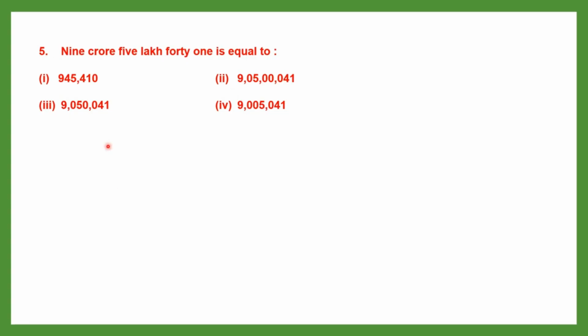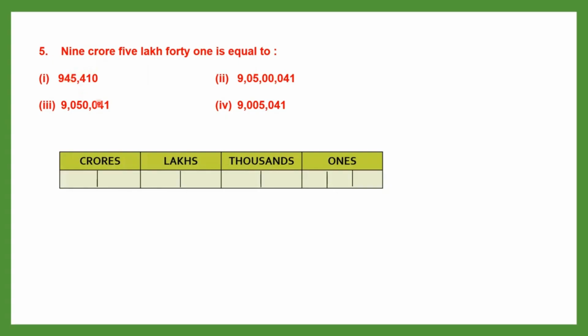Question 5. 9 crore 5 lakh 41 is equal to one of these. So 9 crore, that means this is the Indian system. Let's draw the Indian system. Now let's write this number in the chart. Now 9 crore. So we will put it here, 9 crore, because this will become the 10 crores place.